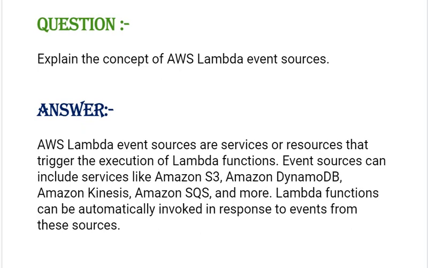Our next interview question is: explain the concept of AWS Lambda event sources. Your answer should be: AWS Lambda event sources are services or resources that trigger the execution of Lambda functions. Event sources can include services like Amazon S3, Amazon DynamoDB, Amazon Kinesis, Amazon SQS, and more. Lambda functions can be automatically invoked in response to events from these sources.